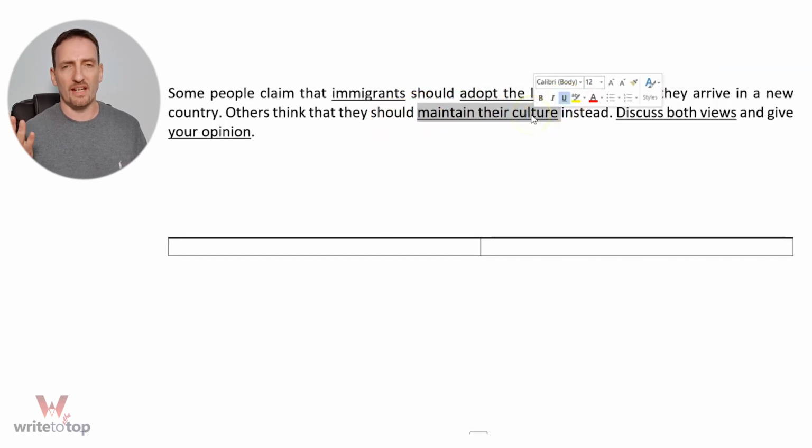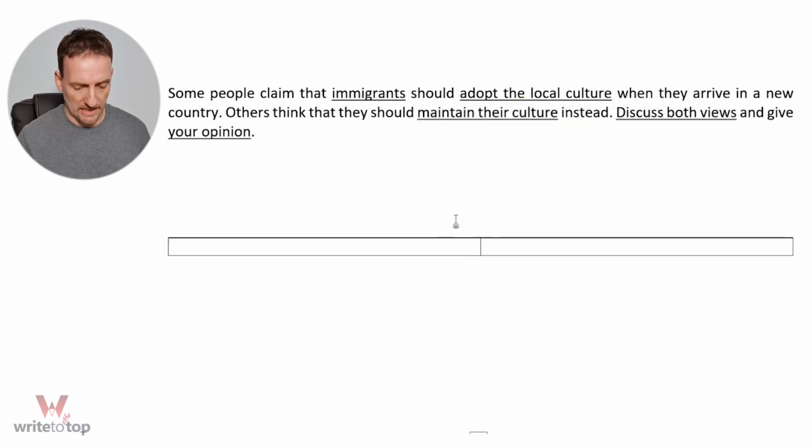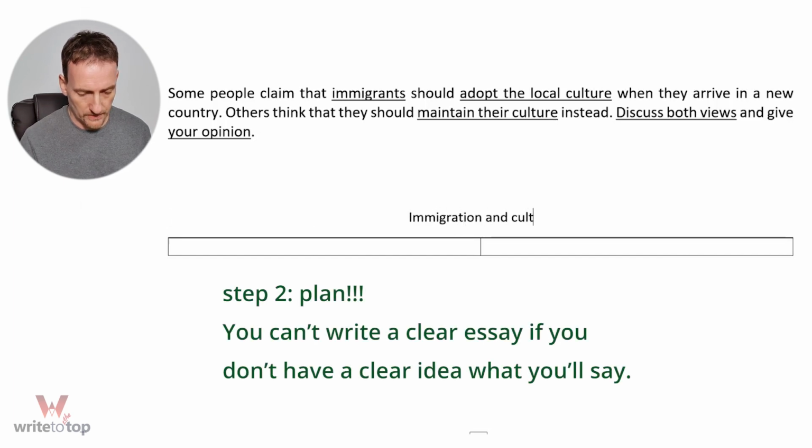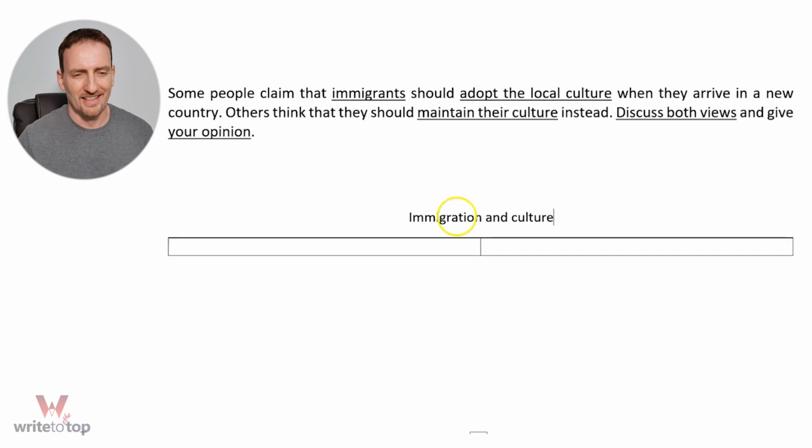So those are the two sides of the debate that I'm going to be looking at. So I'm going to talk about, let's go in the middle here, immigration and culture. Oh, by the way, I turned off the spell checker. I turned off the grammar checker, so I'm on my own here. And if you see mistakes, hopefully I'll see them too and fix them.